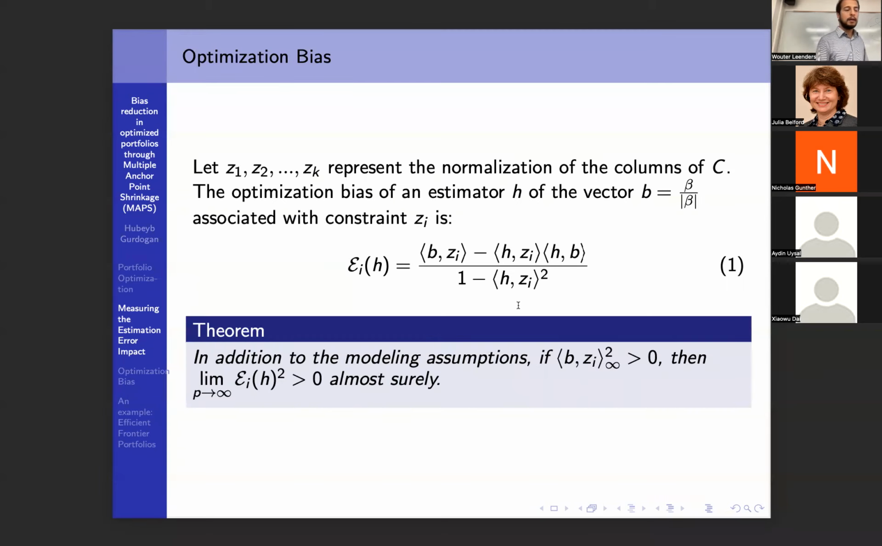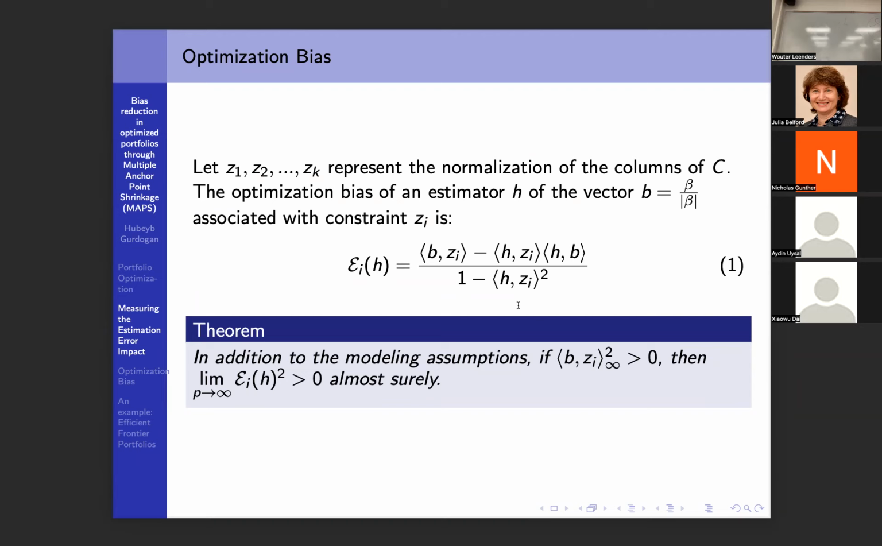Okay, and here we define the optimization bias term. Let Z_i stand for the normalization of each constraint that is living in the columns of capital C. And for each Z_i, we can define an optimization bias term of the leading eigenvector H. It is defined as the i-th optimization bias term, the inner product between b, Z_i minus the H, C_i times H, P, divided by 1 minus H, C_i squared, where b is the normalized version of beta.